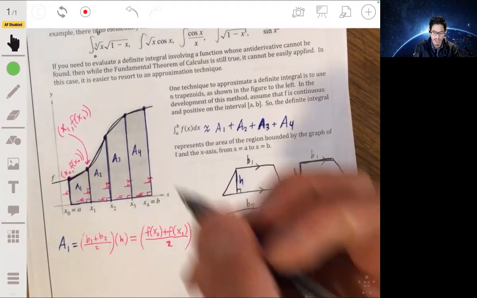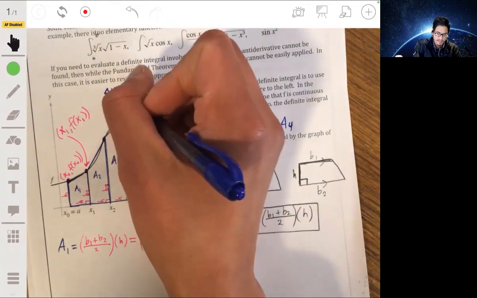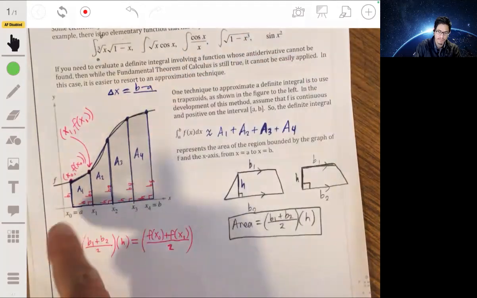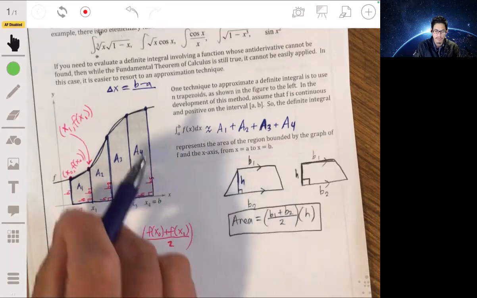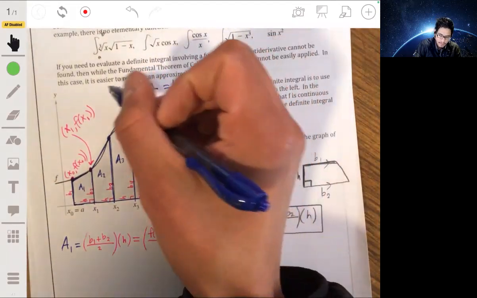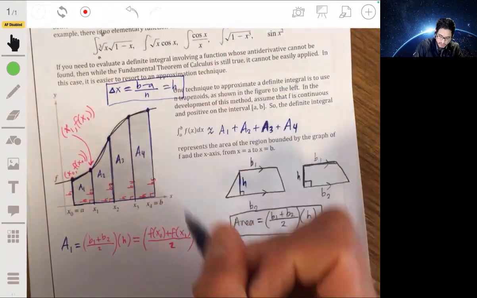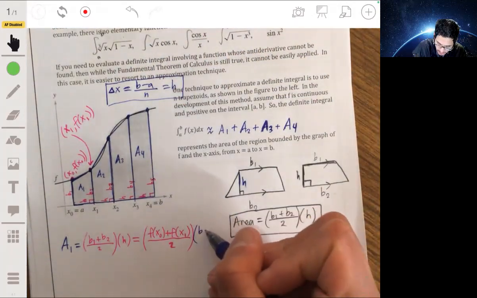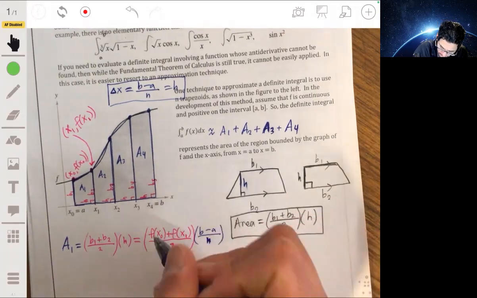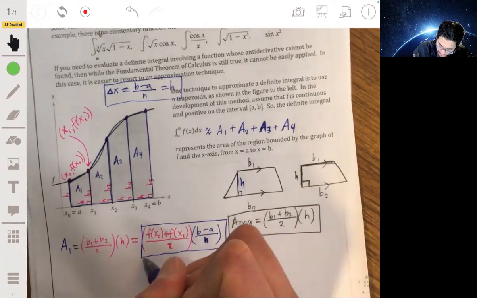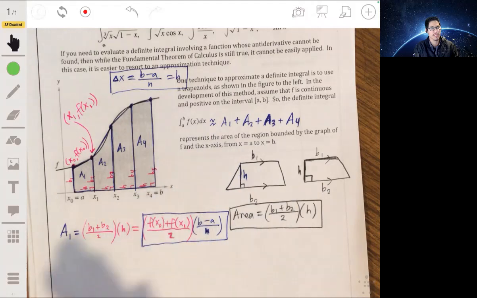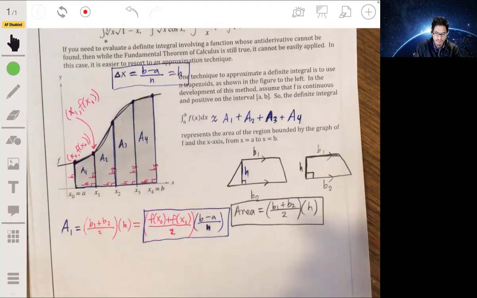depending on how many trapezoids we'll have. Remember, delta x, if we have a uniform set of trapezoids, all their intervals are the same length, so b minus a over n will be the same thing as the heights. So we're going to have b minus a over n. That's the idea to get the area of A1. So if we just apply this to find the other areas.